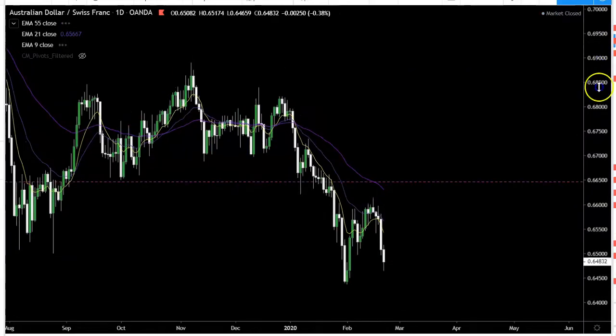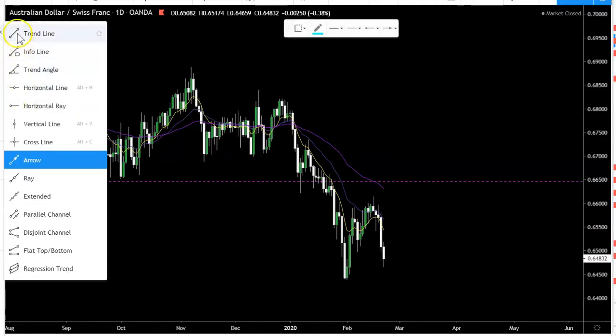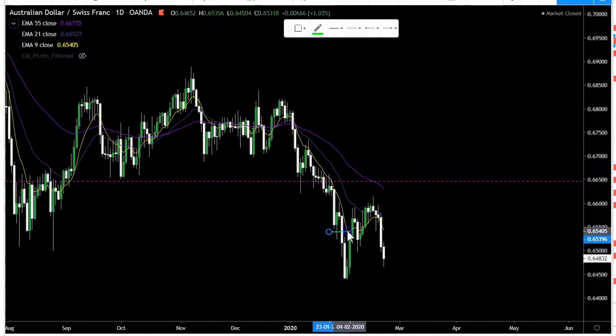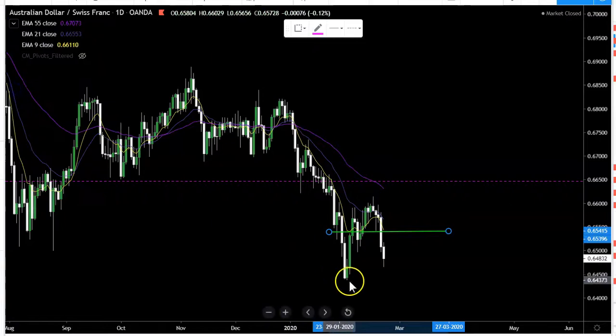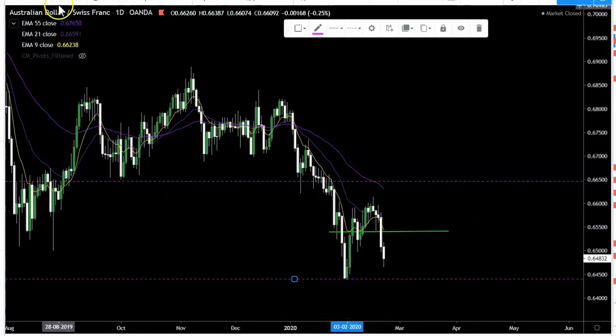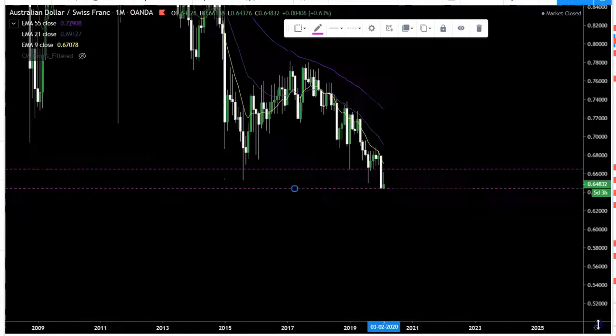Aussie Swiss, very similar. This was the trade here that we talked about a couple of weeks ago. And you can see that we're out of that trade now. This was the entry, and we watched it come up here over a couple of weeks. Very slow move, and it didn't even get to this key area of resistance. It's dropped back down here, and it looks like it's testing this area again. So let's go back to the monthly and have a look to see where we are in the big picture.